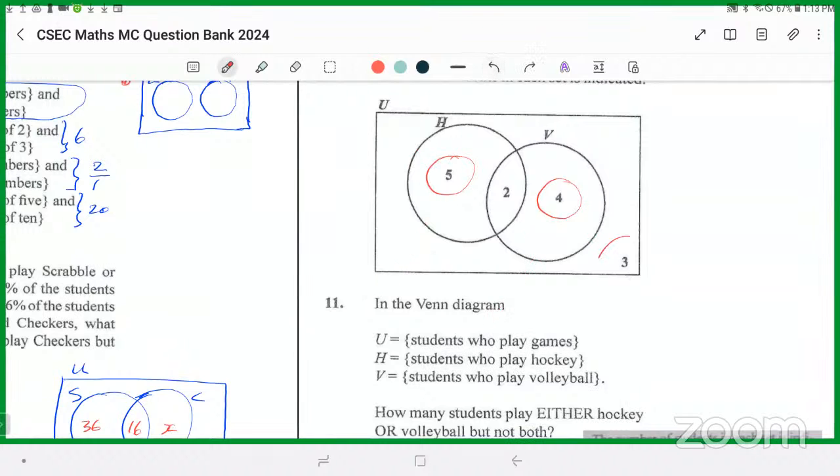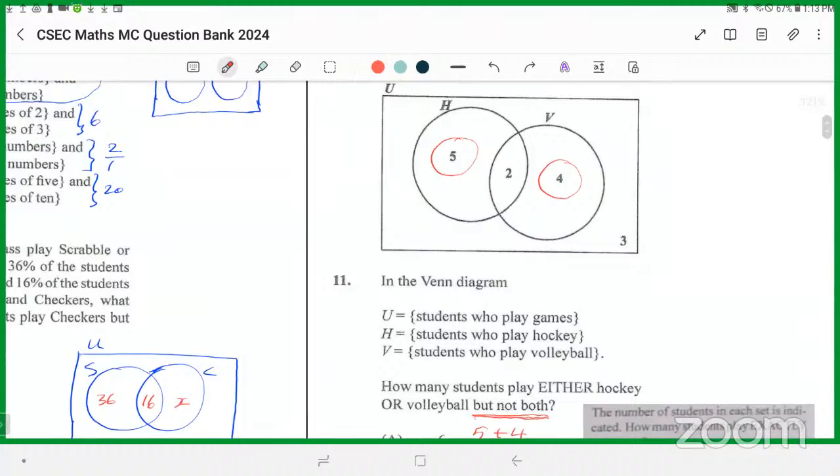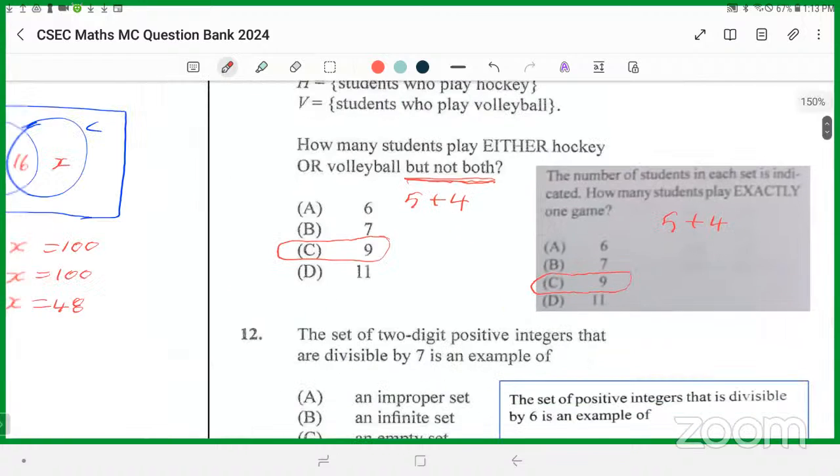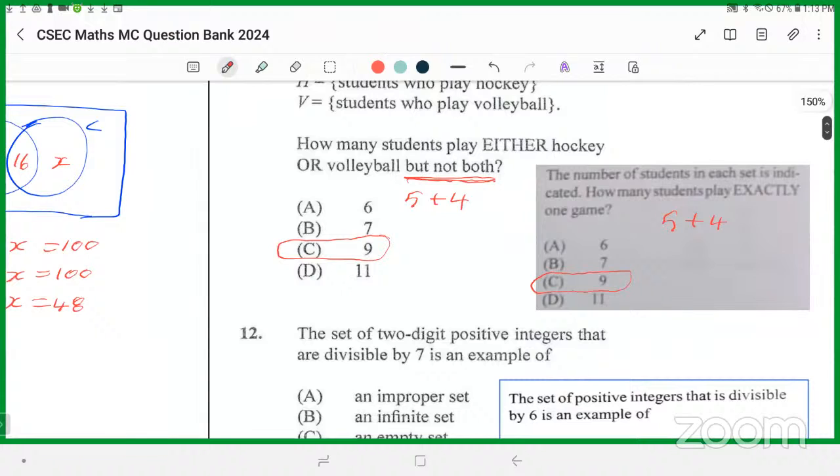Those who play none, you can't include them. So the answer is the same, 5 plus 9. Play exactly one game. So it's a different question to ask, but the answer is the same. All right, so this one is the same. So again, it says 5 plus 4, which is equal to this 9. Sometimes they change the wording of the question, but it's the same answer, same question. Same thing they're asking in a different way.